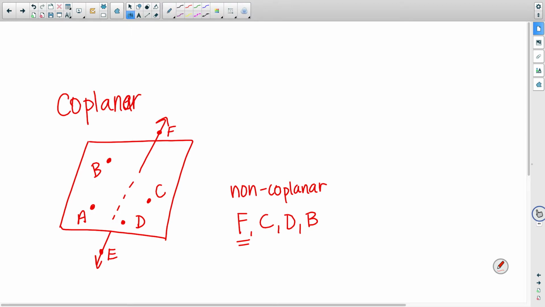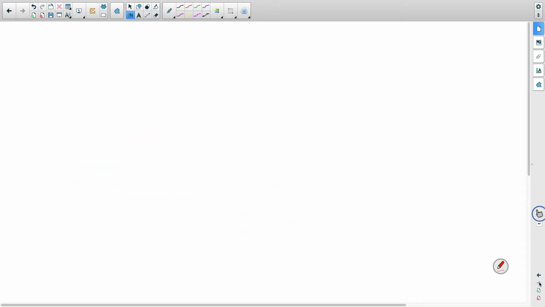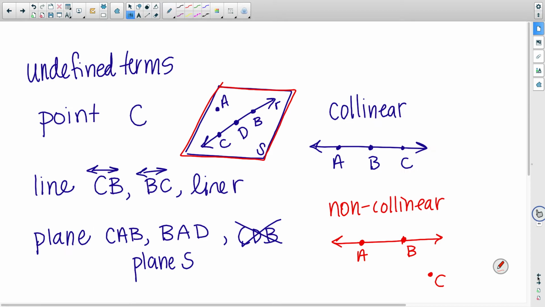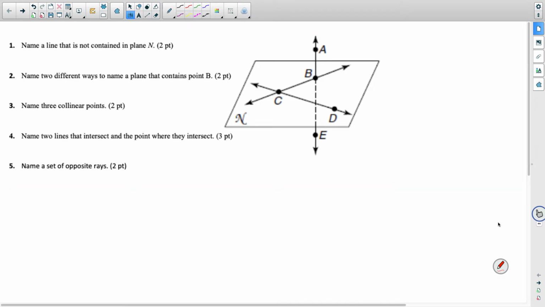Let's see how we're going to use this on the test, like how you're going to see it. All right, so the first one says, name a line that is not contained in plane N. So plane N, this is like the letter I was talking about. That N is not a point. That is the name of the plane.